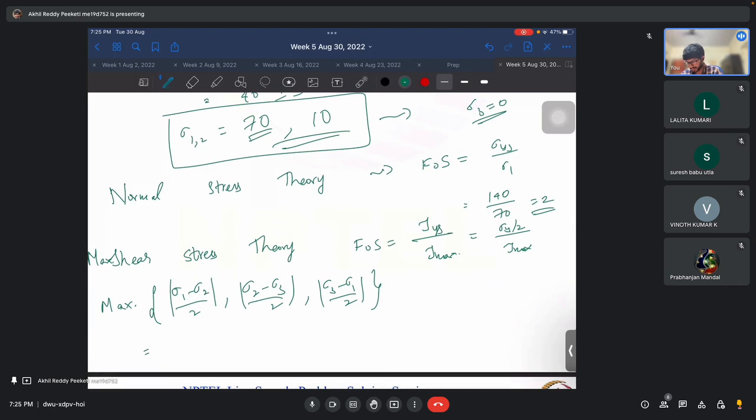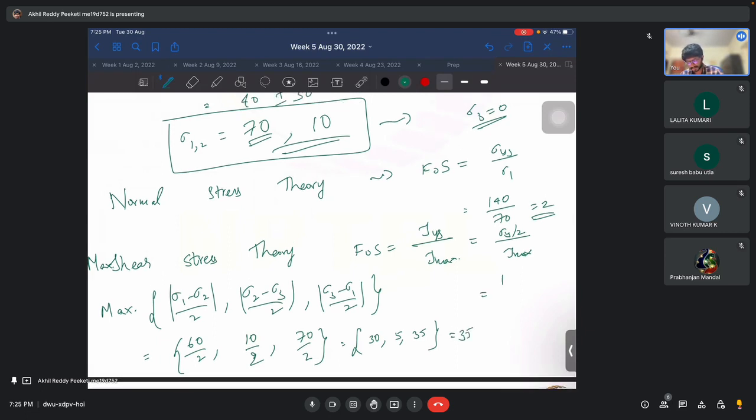Okay, so here 70 and 10, 60 by 2. So 10 minus 0, 10 by 2. So 70 by 2. That gives 30, 5, 35. So the maximum is 35. Now what is sigma y by 2? 140 by 2, divided by tau max, which is 35. So 70 by 35, 2.